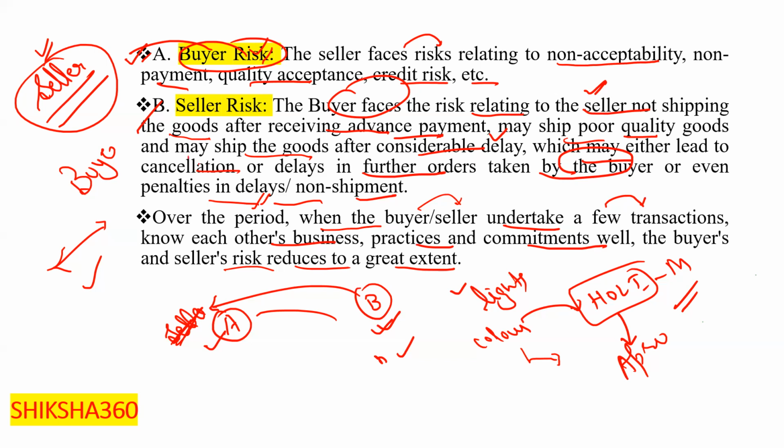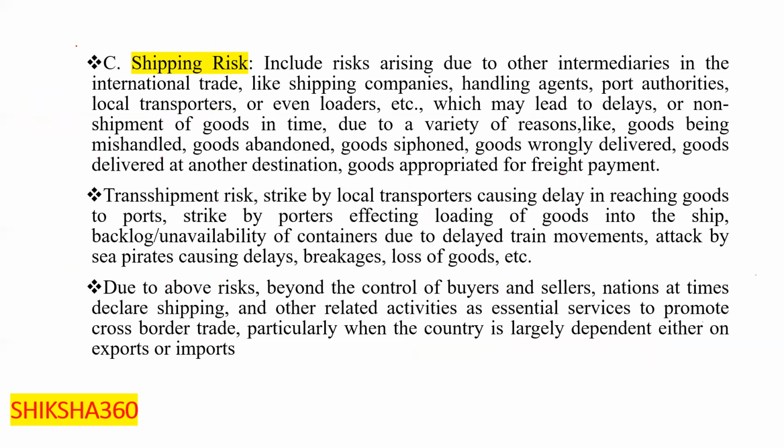Then the next one is the seller risk, which is faced by the buyer. Third is the shipping risk. How does shipping risk come into play? It includes risk that arises due to other intermediaries, not due to the buyer and seller, but due to others in international trade, like the shipping companies, handling agents, port authorities, local transporters, or even loaders.